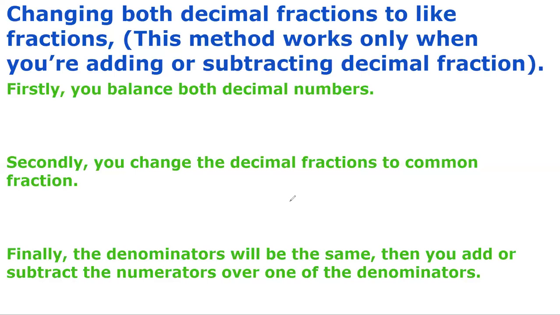If the denominators are the same, you choose one of them. So if it is subtraction that you are dealing with, then you subtract only the numerators. Then we take one of the denominators because they are all the same. So you take only one. Good.